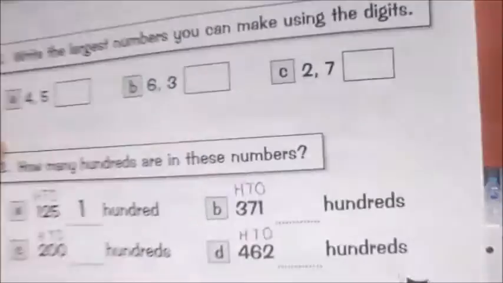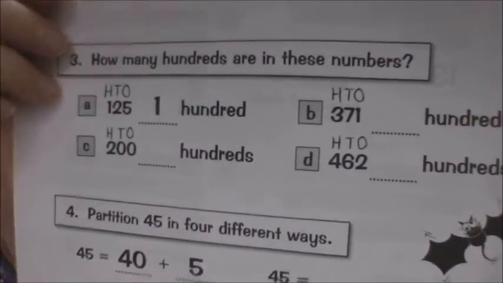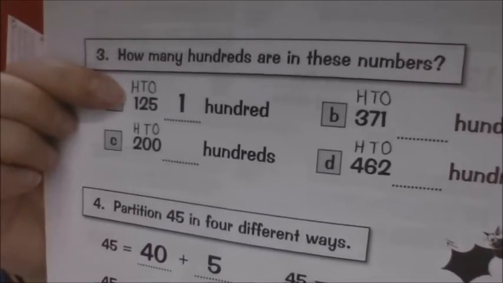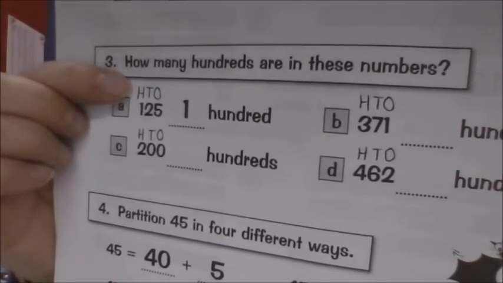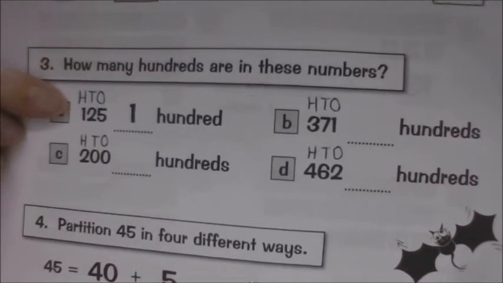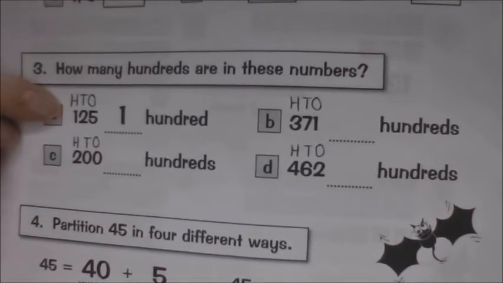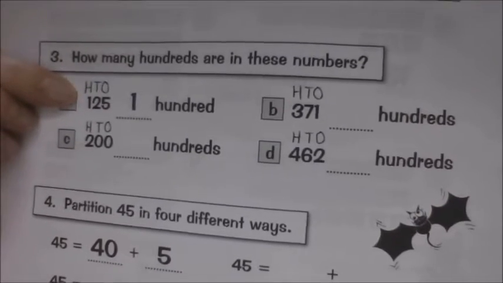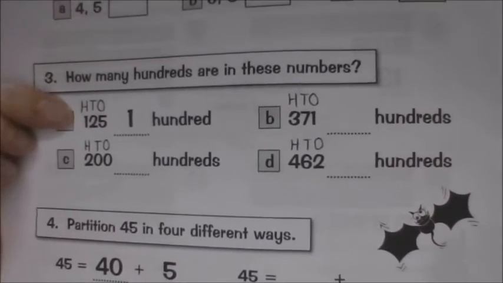So let's have a little look then and see if we can figure out how many hundreds each number has got. So this one's been done for us, and if we look under my H for my hundreds column, we can see that there's a number 1. And you've got to try and figure out how many hundreds these other numbers have got. Okay, it is a little bit tricky, but remember, we're looking for the number that is on the left.